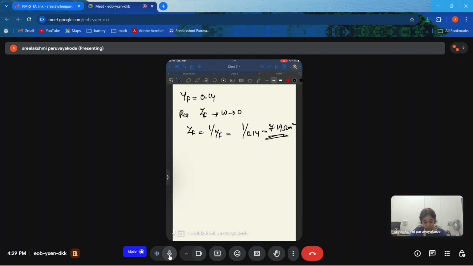Now the next question is, at same DC potential, EIS data is acquired using small perturbations.